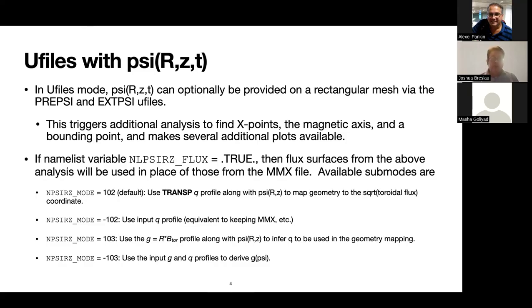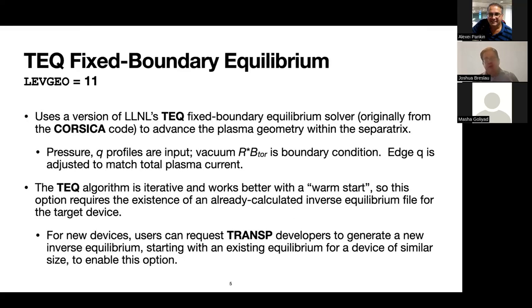Then there are some submodes if you're doing this in PSIRZ mode. The default is 102, which uses the TRANSP Q profile along with psi to map the geometry to the native minor radius coordinate, which is the square root of toroidal flux. There's also minus 102, which uses the input Q profile to do that. Then 103 uses the TRANSP RB toroidal profile along with psi to infer Q to be used in the mapping, and then minus 103 uses the input G and Q profiles. And that's about all I have to say about the U files option.